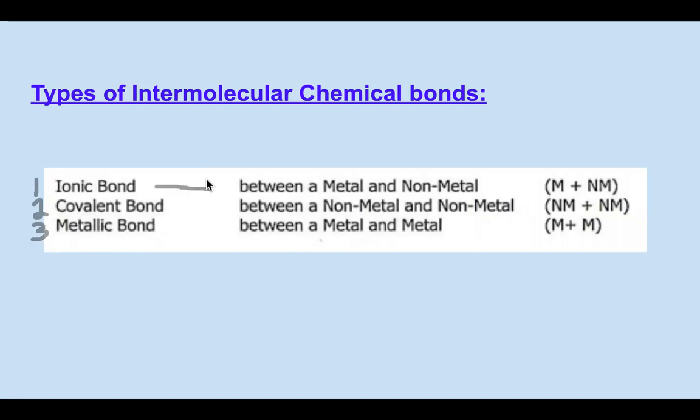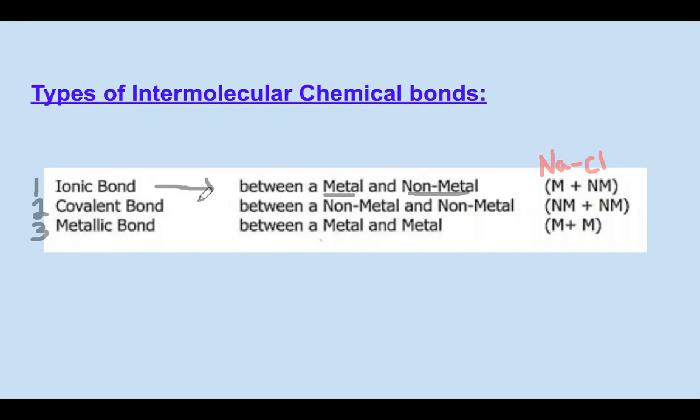See, an ionic bond is formed between a metal and a non-metal. So the bonding between one metal and one non-metal is called an ionic bond. I can give you an example for this. Let's take sodium. Sodium is a metal. And let's take one non-metal, for example chlorine. So the bond between sodium and chlorine in sodium chloride is called an ionic bond. This is an ionic compound. Sodium chloride is an ionic compound.